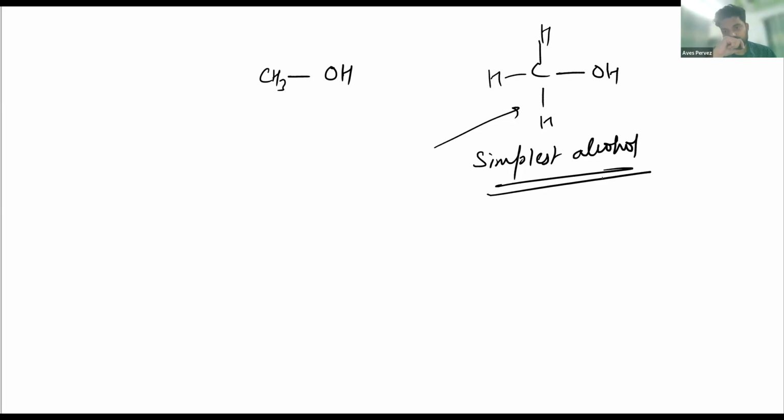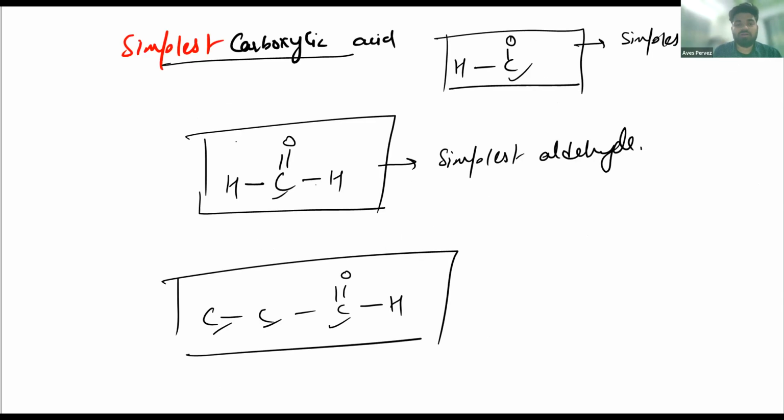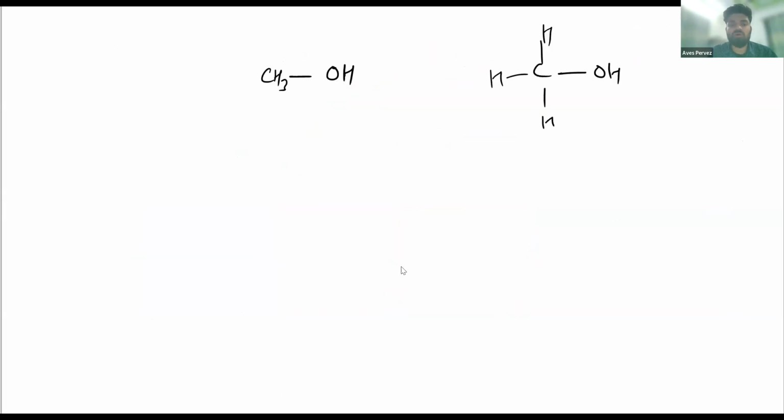Got it? Yes. So if I write it this way, the simplest alcohol needs at least one carbon. For the simplest ketone, we need at least three carbon, sorry. And for aldehyde, this functional group carbon is sufficient. For carboxylic acid, this functional group carbon is sufficient. Okay, so let's move further.